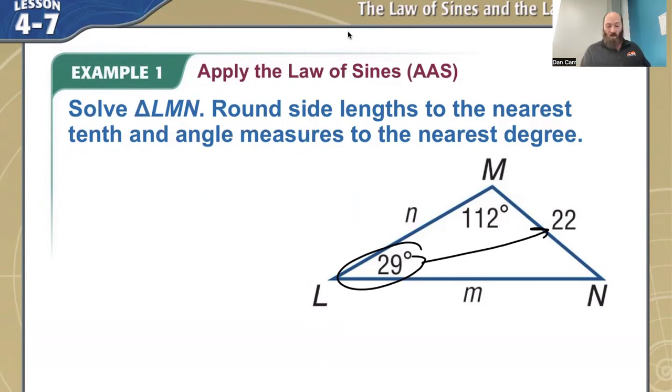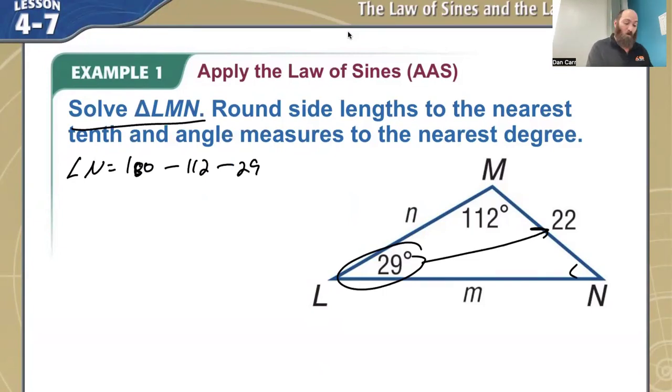I'm going to start with finding angle N. Remember from before, solving a triangle means find all the missing sides and angles. I'm going to start with angle N because that's going to be the easiest thing to do. I'm simply going to take 180 minus 112 minus 29. That's going to tell me that third angle. I don't have to do any rounding at that point. So 180 minus 112 minus 29 gives me 39 degrees.